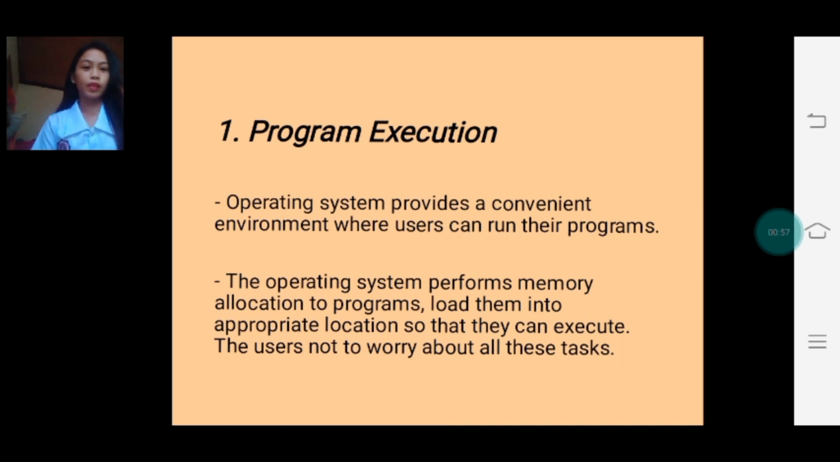So, program execution. The operating system provides a convenient environment where users can run their programs. The operating system performs memory allocation to programs and loads them into appropriate locations so that they can execute. The users need not worry about all these tasks. It handles many kinds of activities from user programs to system programs like printer spooler, name servers, file server, etc.